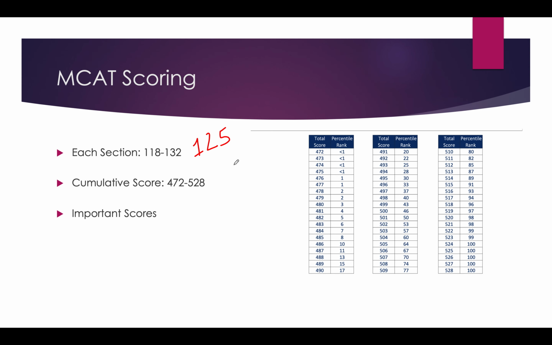Let's take a look at some of these important scores that I would like to highlight. Let's start off with 501. 501 is the 50th percentile. That's the average score of all test takers. Ideally, you would want to start with a score much higher than this to make yourself appear competitive for medical school. A good benchmark for most test takers to reach would be 510.